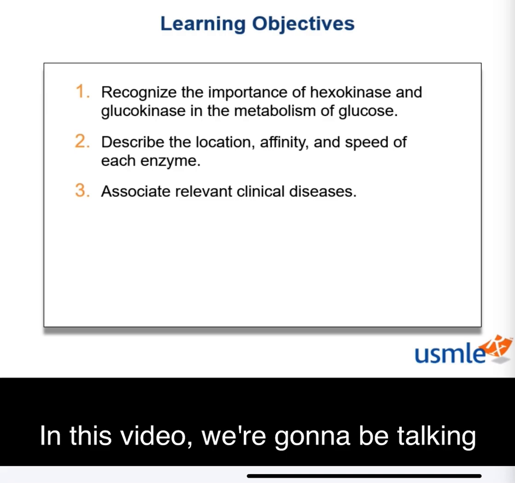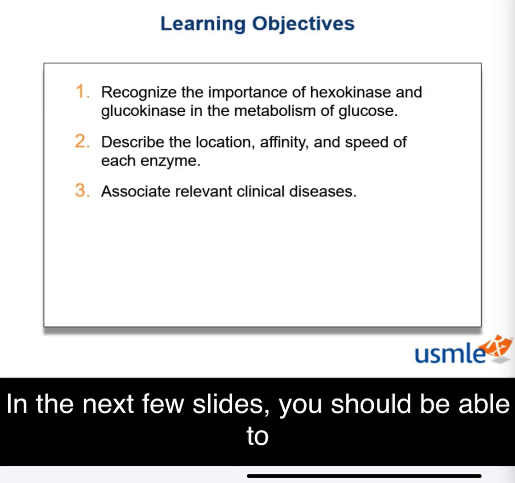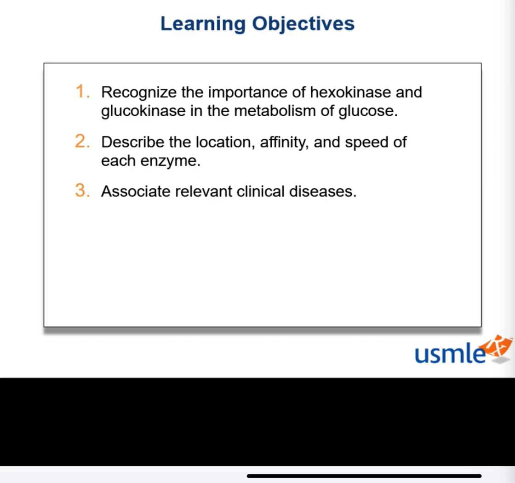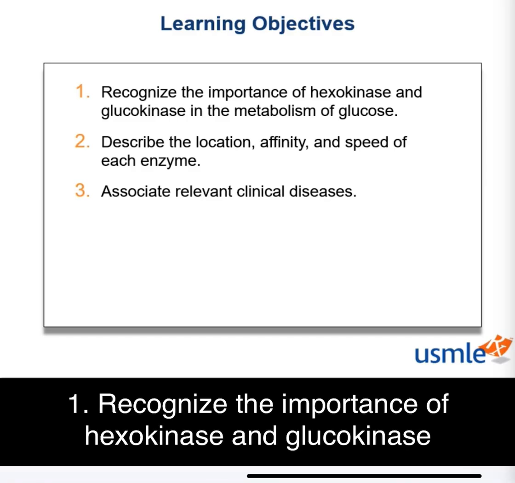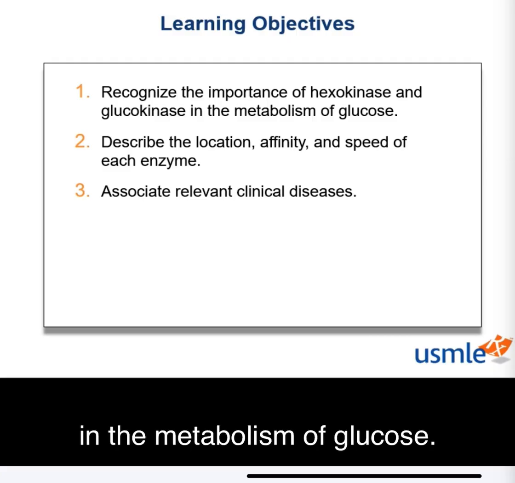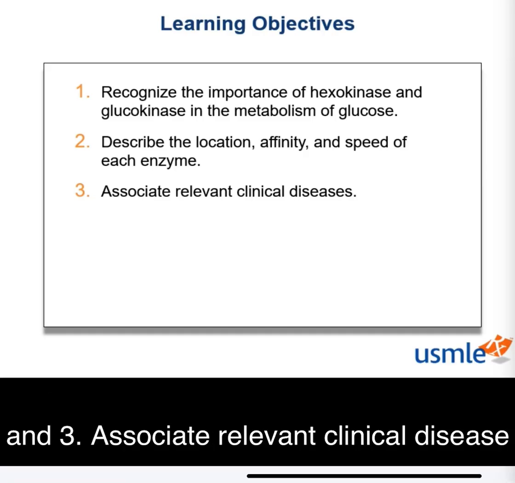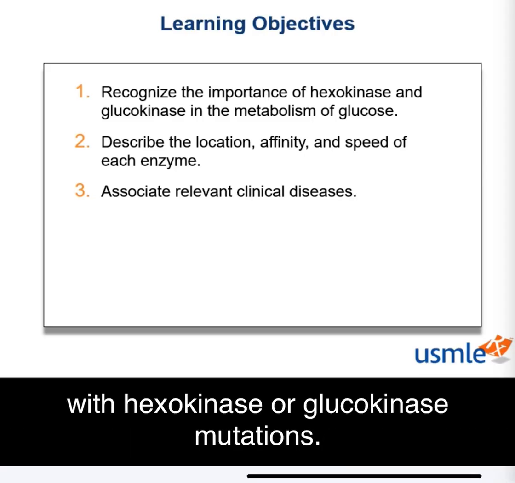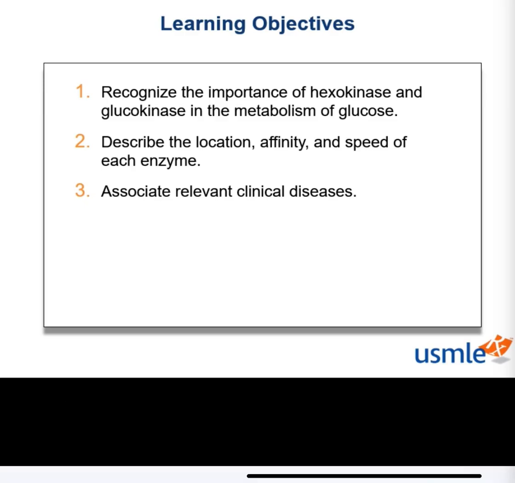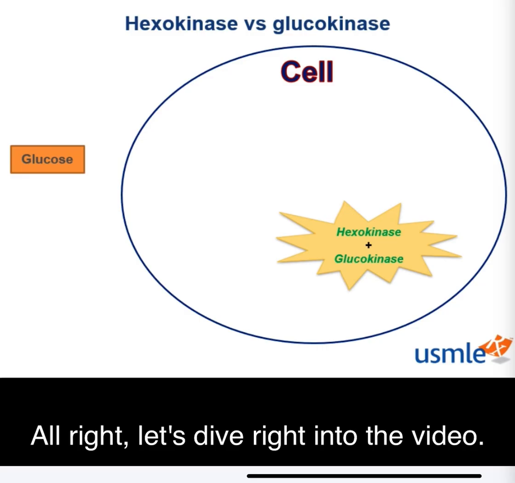In this video, we're going to be talking all about hexokinase and glucokinase. In the next few slides, you should be able to 1. Recognize the importance of hexokinase and glucokinase in the metabolism of glucose. 2. Describe the location, affinity, and speed of each enzyme. And 3. Associate relevant clinical disease with hexokinase or glucokinase mutations. Alright, let's dive right into the video.